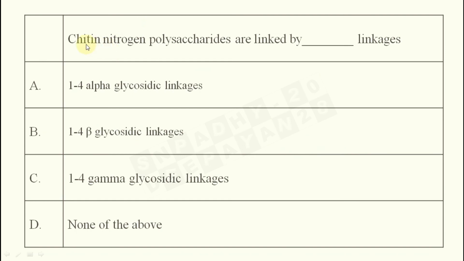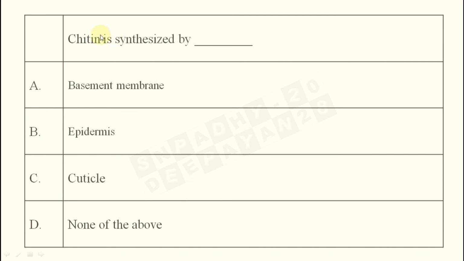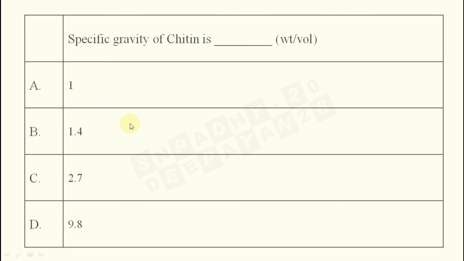Next one you see, chitin nitrogen polysaccharides are linked by dash linkages. Which linkages? 1 for beta glycosidic linkages. So the answer will be option B, 1 for beta glycosidic linkages. Next you see, chitin is synthesized by which layer? The answer will be option B, epidermis. From the epidermis chitin will be synthesized.